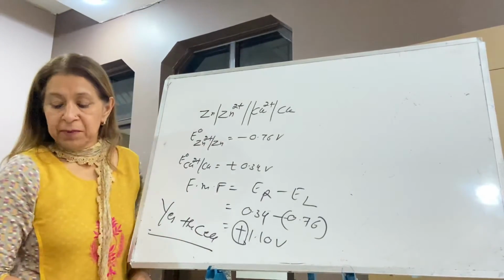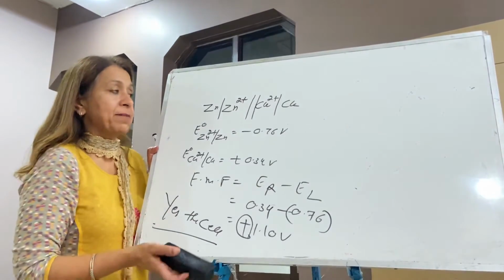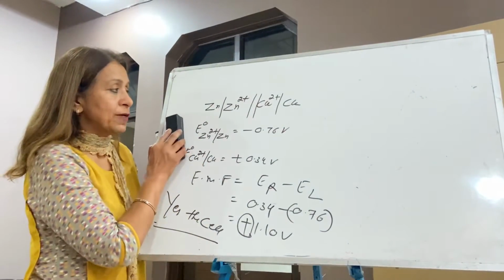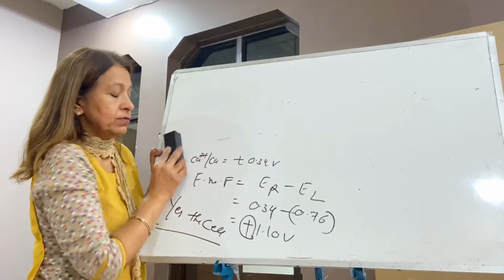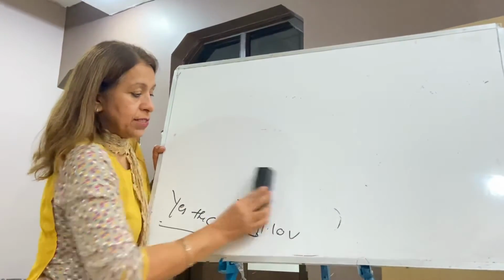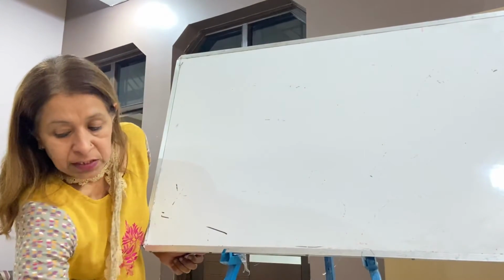Almost the same type of numericals, just you will find whether the cell will work or not. You will calculate the EMF. If the EMF is positive, you will say yes, the reaction is there. Write down the next numerical. Same topic.